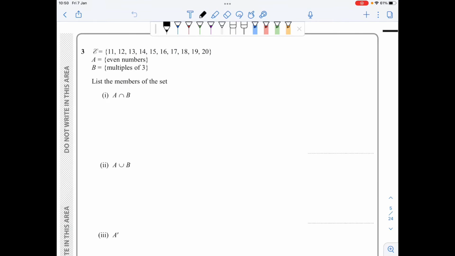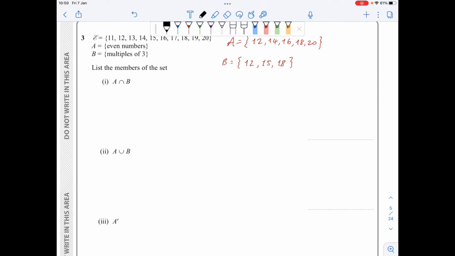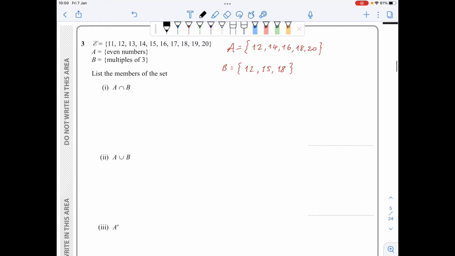I'll start question 3 by listing the sets A and B. So set A includes the elements 12, 14, 16, 18, and 20. Set B has 12, 15, and 18 as its elements. Now the first one is A intersection B. Those are the elements that are in both A and B. So I've got 12 and 18. The second one, A union B, are the elements that are either in A or B or both. So I've got 12, 14, 15, 16, 18, and 20.